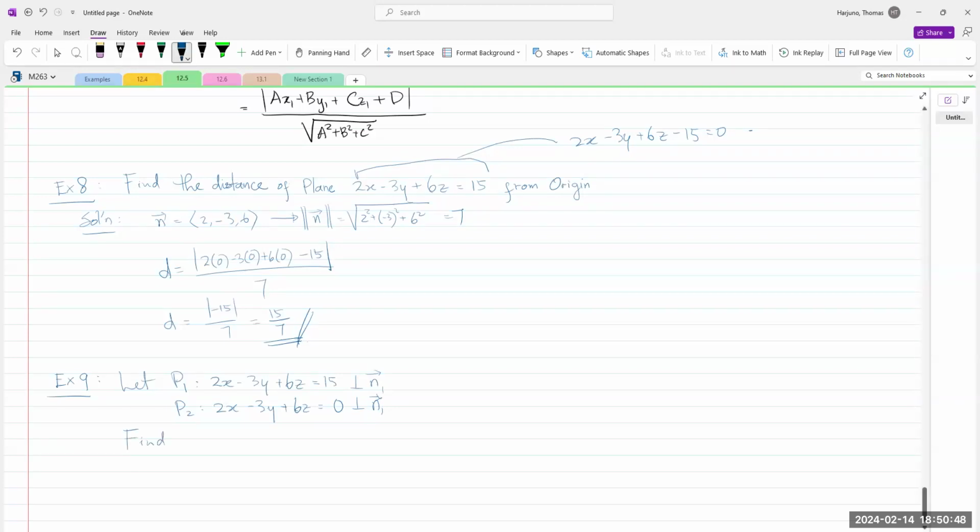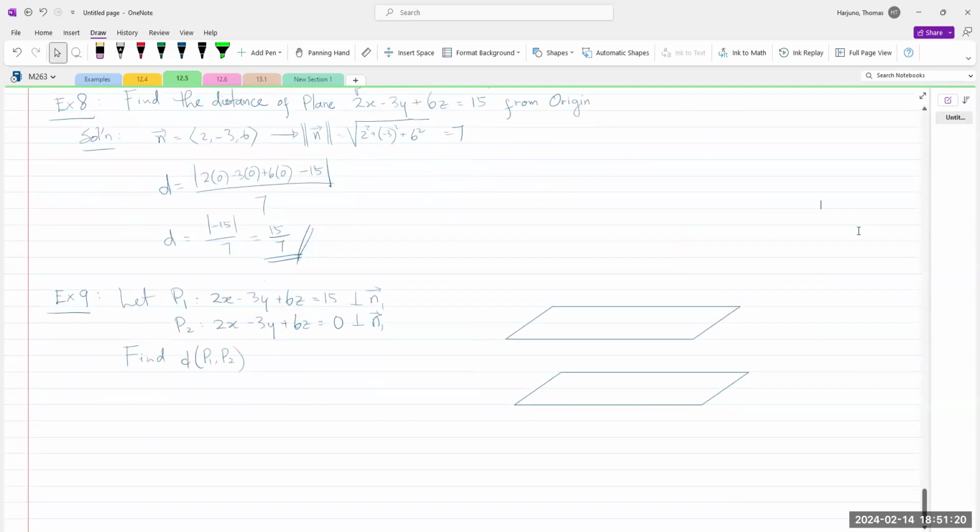Find the distance between P1 and P2. I'll give you ideas first. Think about 2 parallel planes. These planes are parallel, right? We can find the distance between these 2 planes by doing the following. Let's call this plane 1 and this is plane 2. We can do it this way. Can you find a point on plane 2? Call that point Q.